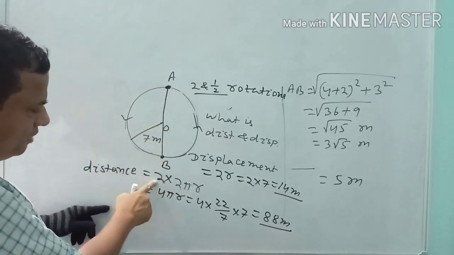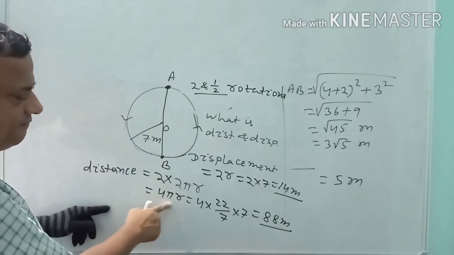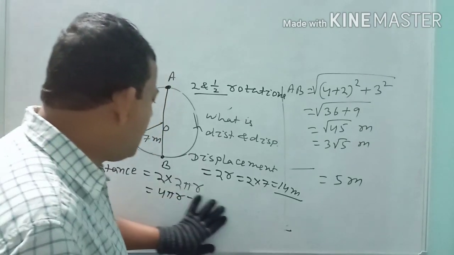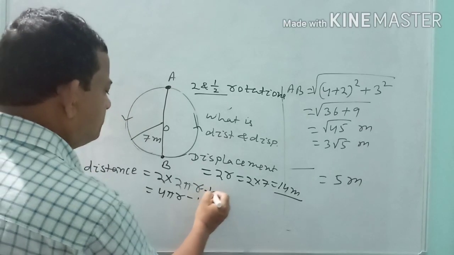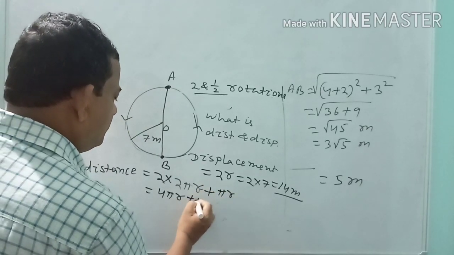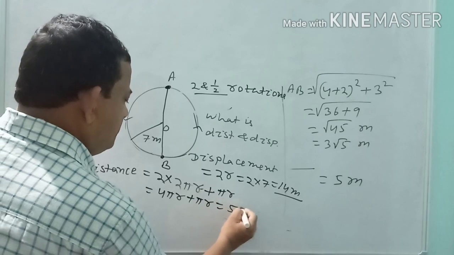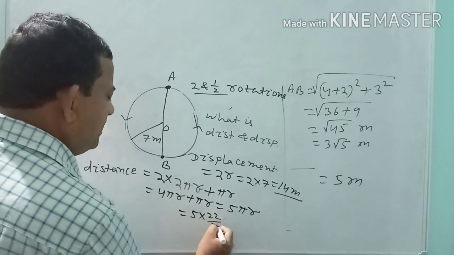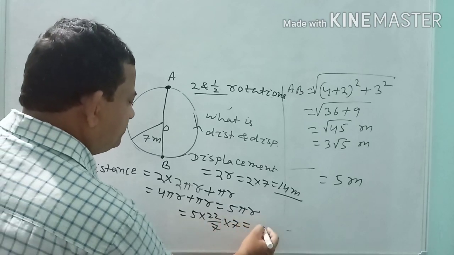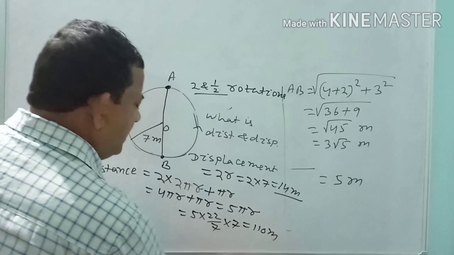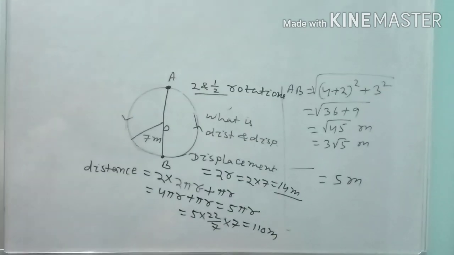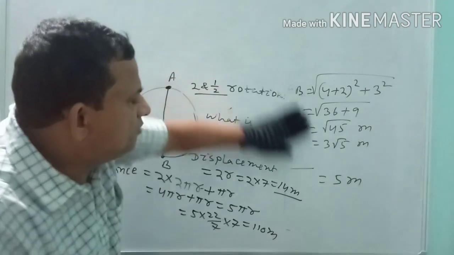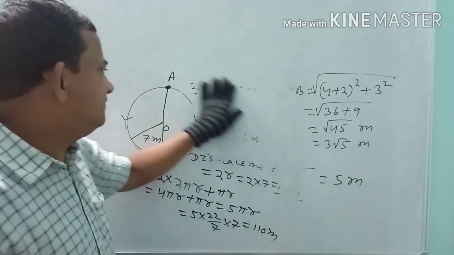What is distance? 2.5 revolutions. In 2 revolutions, this is 4 pi r. 4 pi r is for 2 revolutions. 2.5, half means plus pi r. I mean 5 pi r. So 5 into 22 by 7 into 7, that will be 110 meter. So this is the distance. So in this way you can solve numericals for it.